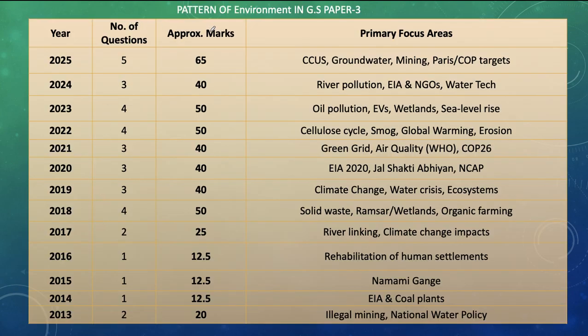Let's now focus upon the pattern of environment in GS paper 3. In the last 10 to 12 years, initially if you observe, there were only two questions and that carried 20 marks. There were some years they asked even one question also. But in the recent trend, this year there were 5 questions for 65 marks, students. Last year, 3 questions of 40 marks weightage. The previous year on static, they were asking around 50 questions. So for Mains 2026, you can minimum expect 50 marks from the environment column out of the 250 marks in GS paper 3.